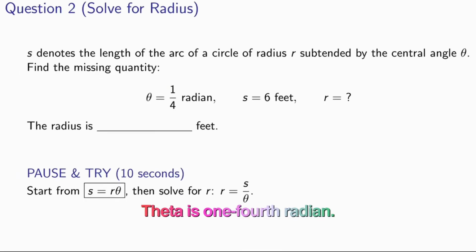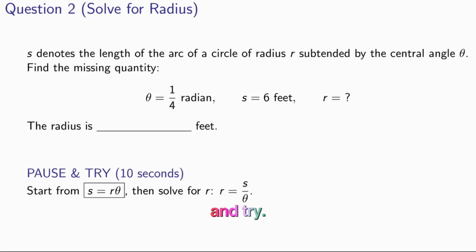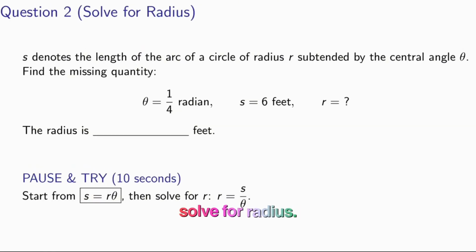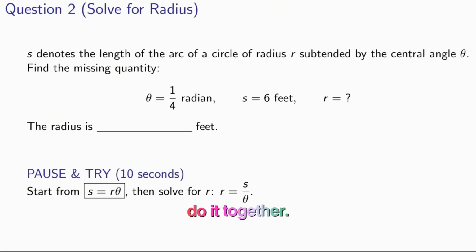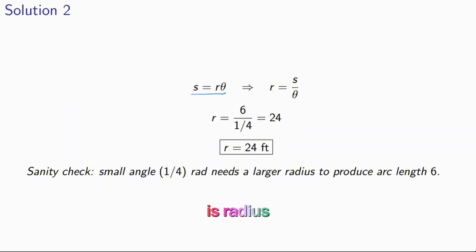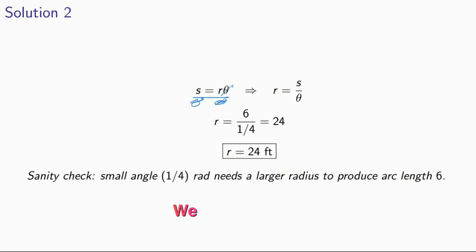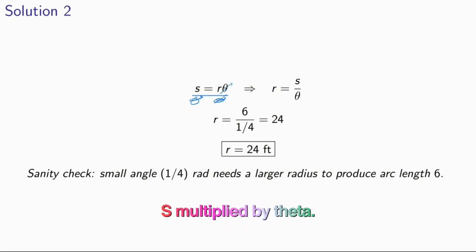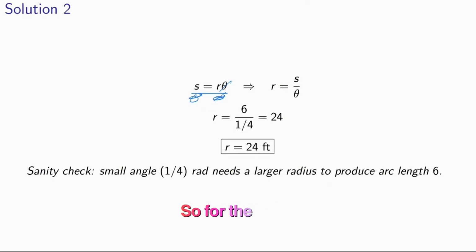In question 2, we are given arc length and angle, and we need the radius. Theta is 1/4 radian, the arc length is 6 feet, and we want to find the radius. So again, pause and try. Start with S, which is radius multiplied by theta, then solve for radius. Alright, let's do it together. From the formula, S is radius multiplied by theta. We can divide throughout by theta, so that theta and theta cancel, and we have radius is S divided by theta. So we know S is 6 and theta is 1/4, which gives 24. So the small angle of 1/4 radian needs a larger radius to produce the arc length of 6.